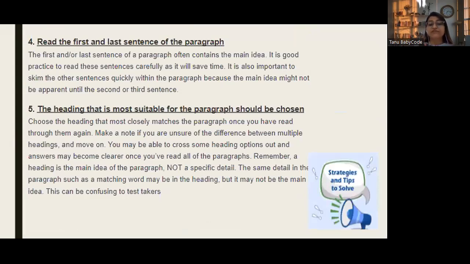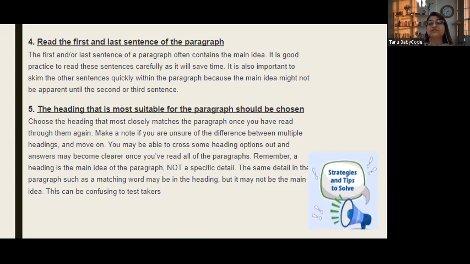Fourth point, read the first and last sentence of the paragraph. The first and last sentence of the paragraph often contain the main idea. It is good to practice these sentences carefully as it will save your time. It is also important that you skim other sentences quickly within the paragraph, because the main idea might not be apparent until the second or the third sentence.